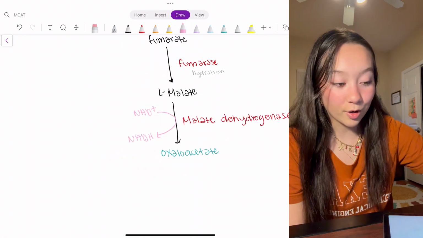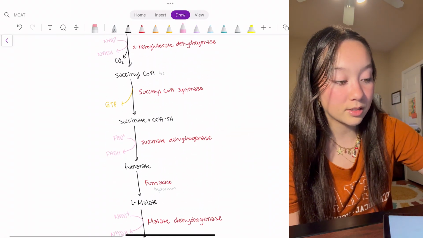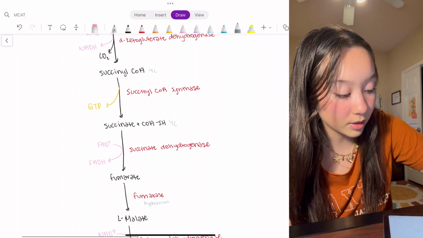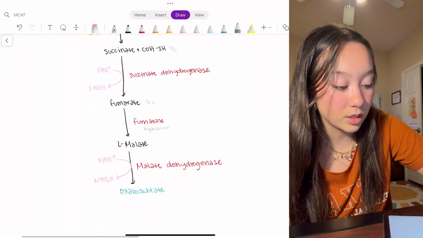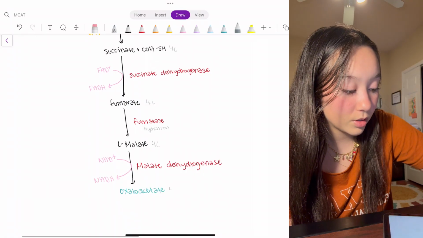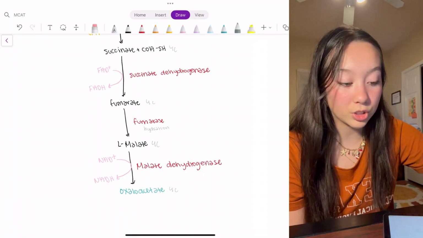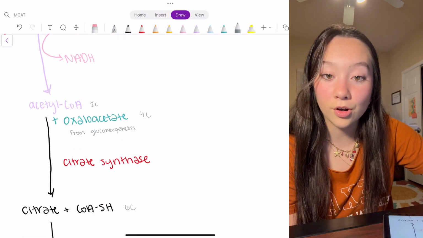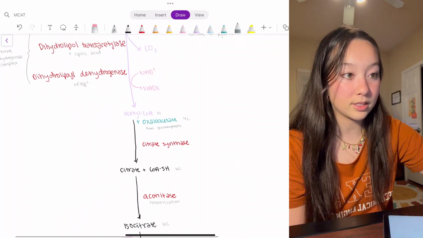And if we're counting our carbons, it should all make sense because we left off with 4 carbons up here. All the way down, we did not gain or lose any carbons. So 4 carbons and everything should check out. If you come up here, we said that oxaloacetate had 4 carbons, so everything should be balanced.